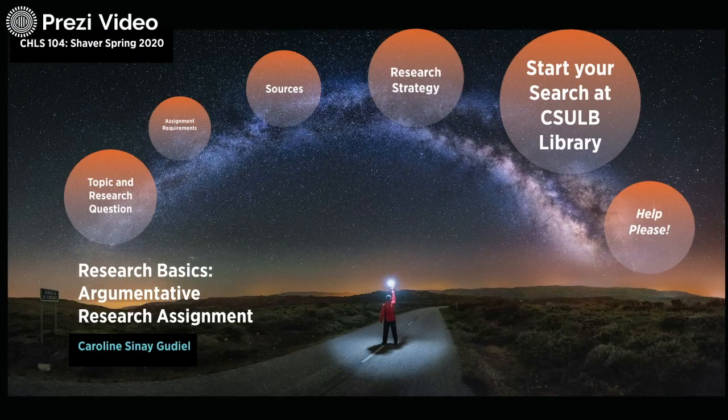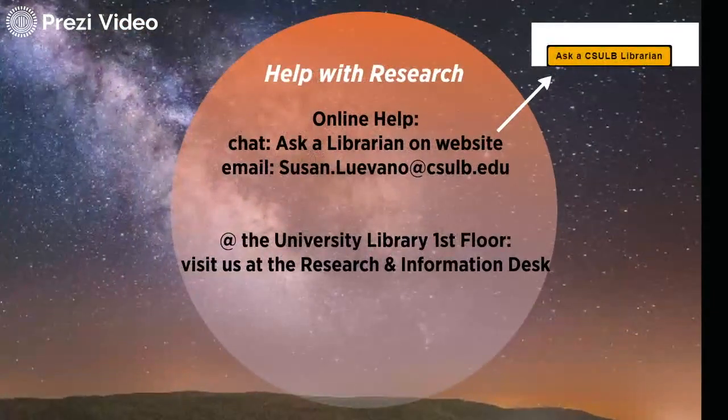If you find that you need additional research help with your assignment, there are a few ways for you to look for help. There's online help if you're working remotely. You need to go onto our website and look for the chat box, called Ask a CSULB Librarian. You can also email the Chicano Latino Studies librarian, Susan Levano, at csulb.edu. And if you happen to be on campus and at the library, you can look for the Research and Information Desk located on the first floor, and any librarian at that desk should be able to help you.